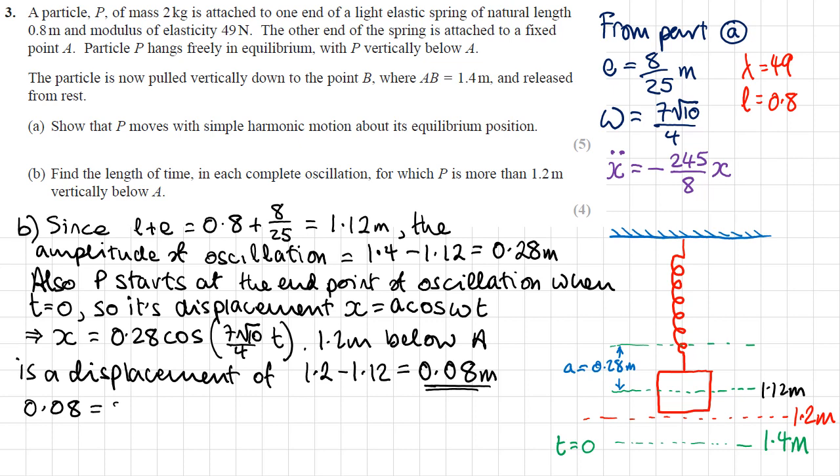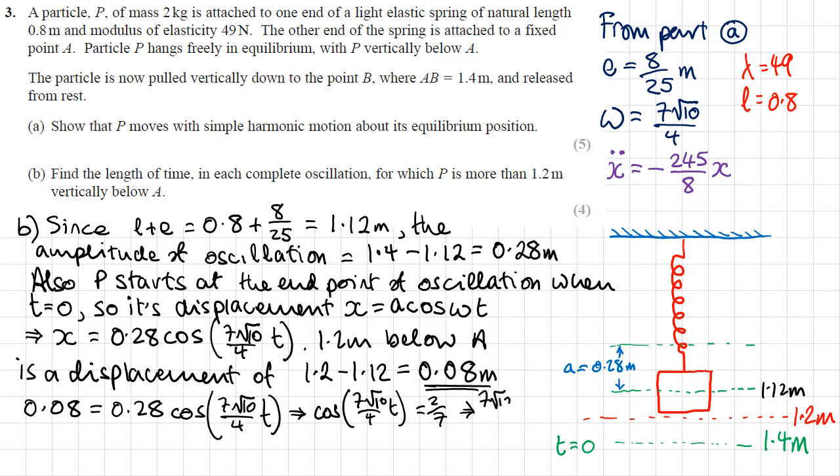So we now want to find the time when x is equal to 0.08. So we'll just write that equation down. 0.08 is equal to 0.28 cos 7 root 10 over 4 t, and we're going to rearrange it so we can solve it. Dividing both sides by 0.28 gives you the cosine of 7 root 10 over 4 t is equal to 2 over 7. So from there we can do the cos inverse of 2 over 7, so that will give us 7 root 10 over 4 t is equal to 1.2810 and so on. So rearranging for t, I will get t is equal to 0.231486 and so on.